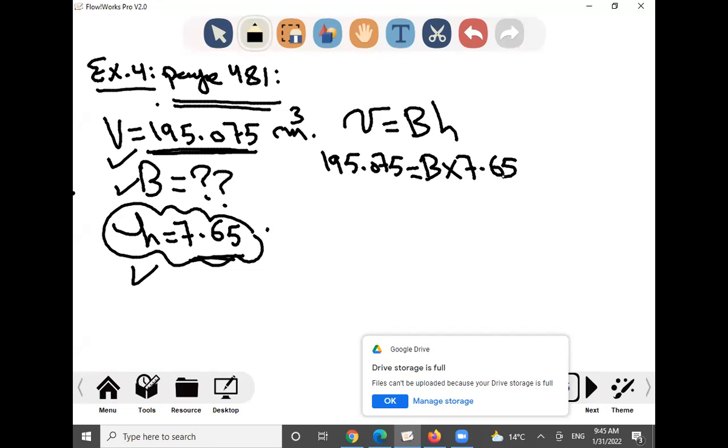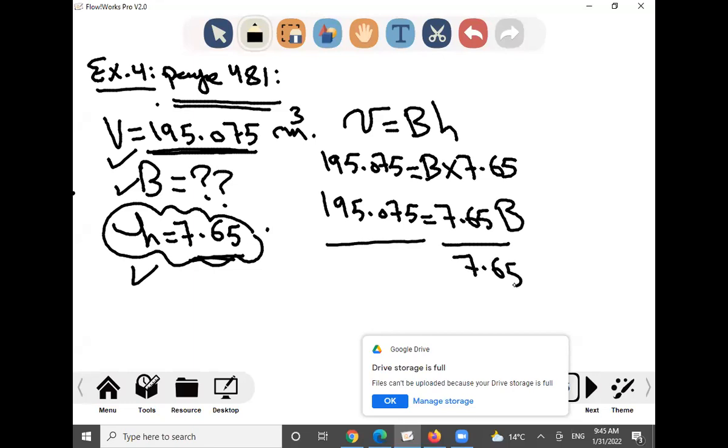What's this in front of you? This is a multiplication equation. Apply. So here 195.075 equals B multiply 7.65. Divide both sides by what? 7.65. This is gone. Divide these two numbers. The answer will be 25.5. What's its unit? Square centimeter. It's area, base area. So here centimeter power 2, it's area. Done.